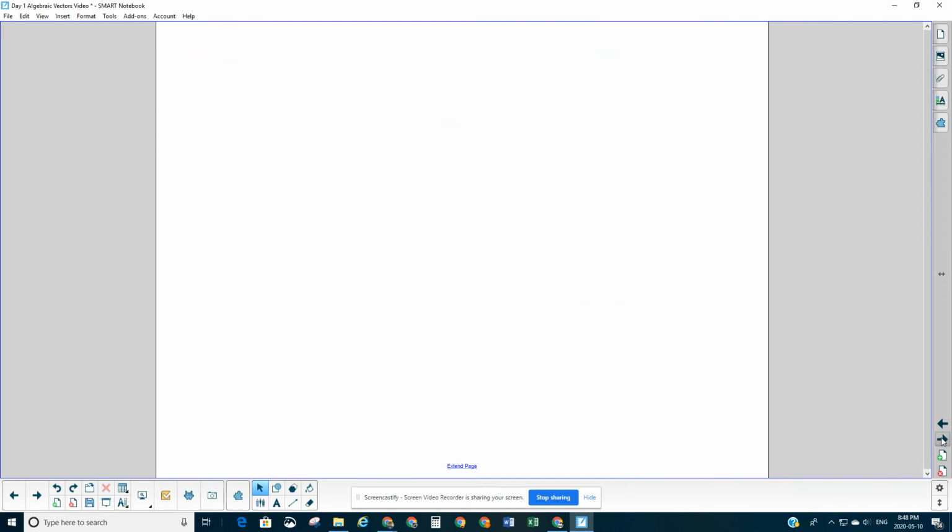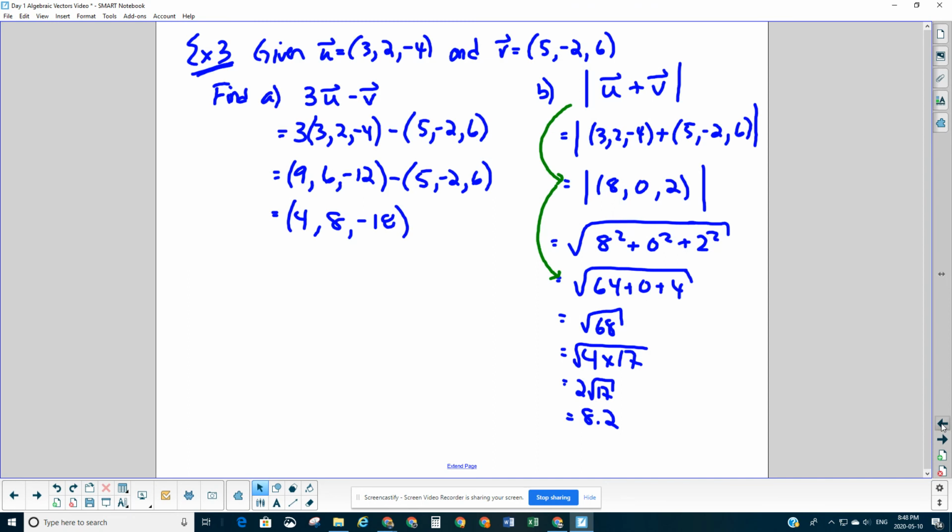All right. So that's enough of the algebraic vectors for now. There's a couple of questions in the notes for you to practice, and really it's a new way to describe vectors and allows us to do many more calculations in a much quicker method. Good luck.